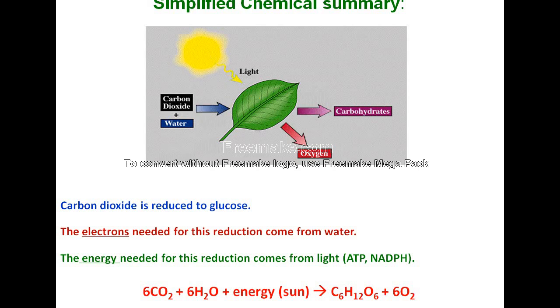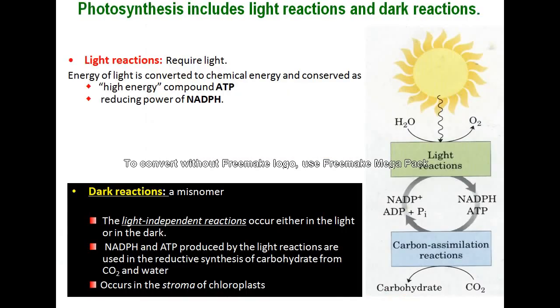That is, 6CO2 plus 6H2O gives sugars plus oxygen. The electrons needed for this reduction come from water and the energy needed for this reduction comes from light. There are different types of reactions, basically light reactions. That is the general feature of photosynthesis. We call that photophosphorylation.